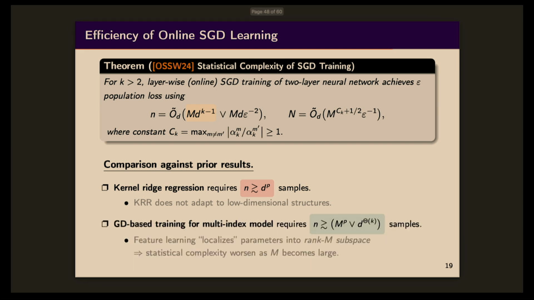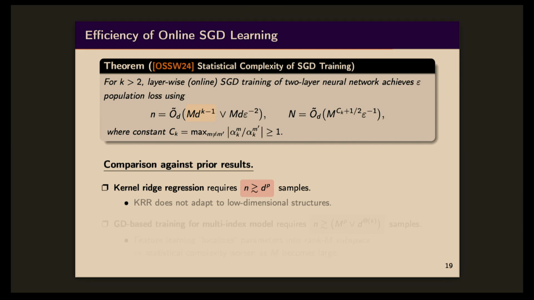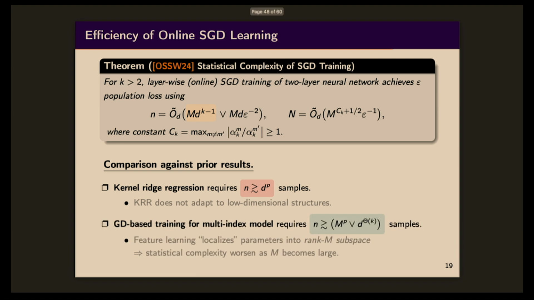But you can see that here, because we allow M to diverge with d, now this M to the p term can be dominating. Okay, so it might be large. Whereas the rate we get here always scales linearly with M, and the degree of the target function does not appear here. Okay, so this will be the advantage of this new analysis.